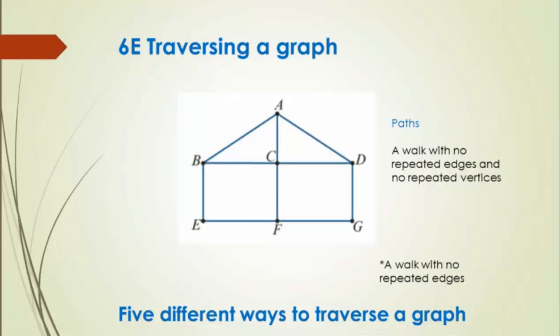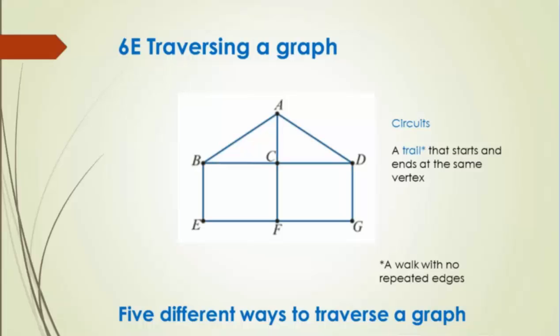Okay, now here's a path. So what's a path? Here's another restriction on walks. This is a restricted walk again, with no repeated edges and no repeated vertices. So I can't do that because I've gone back to C. No repeated edges or vertices. That wouldn't be a path.